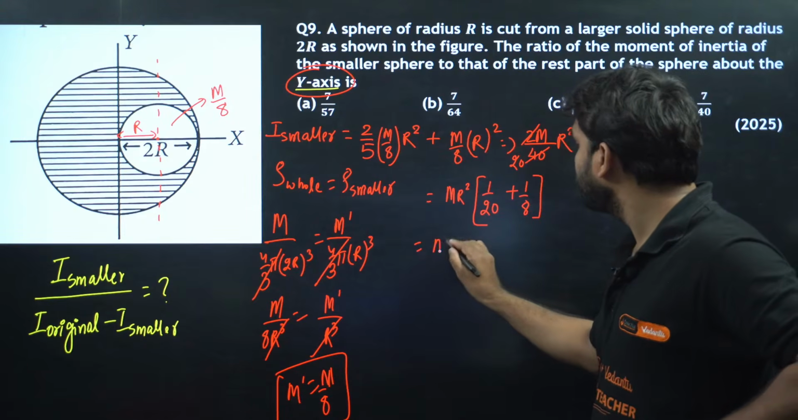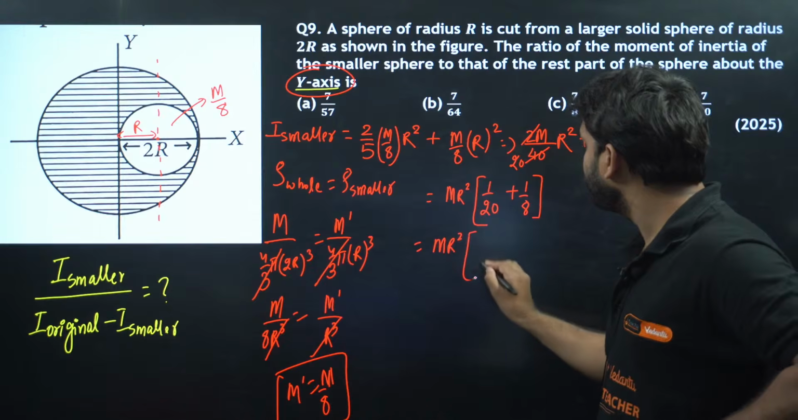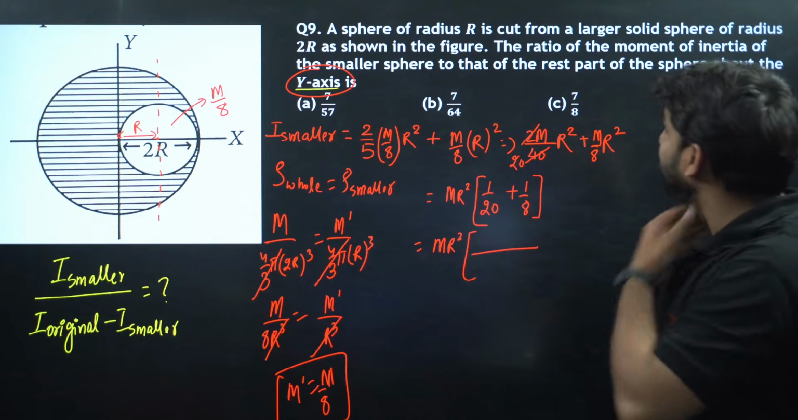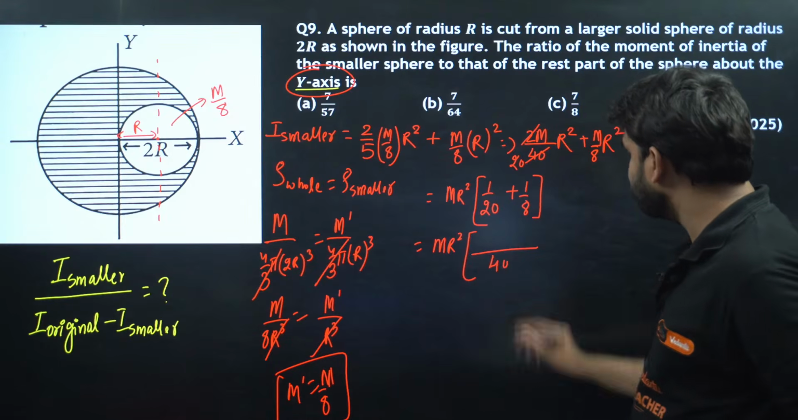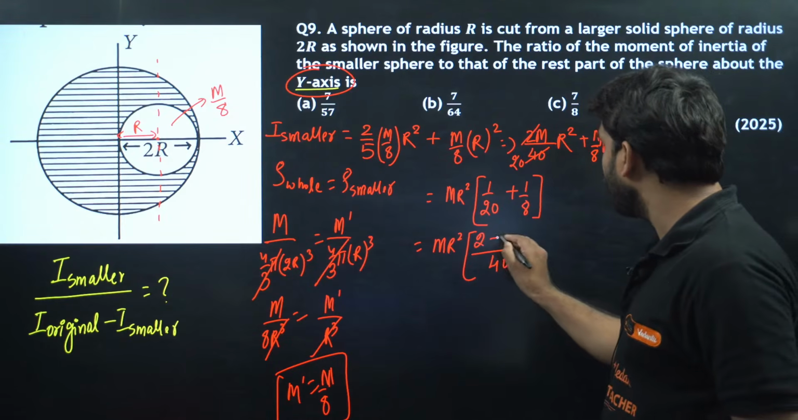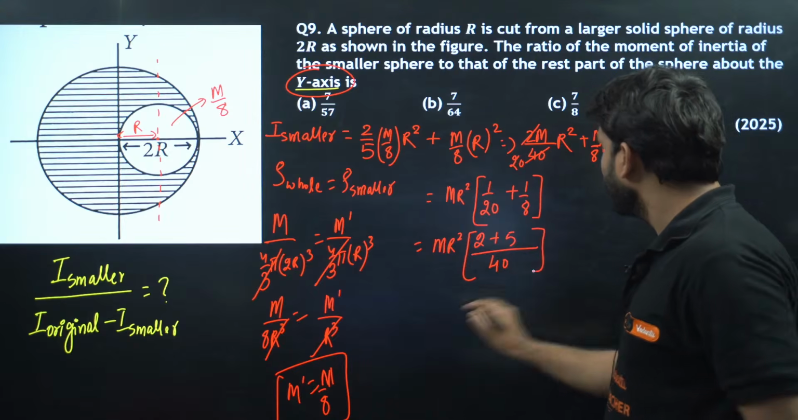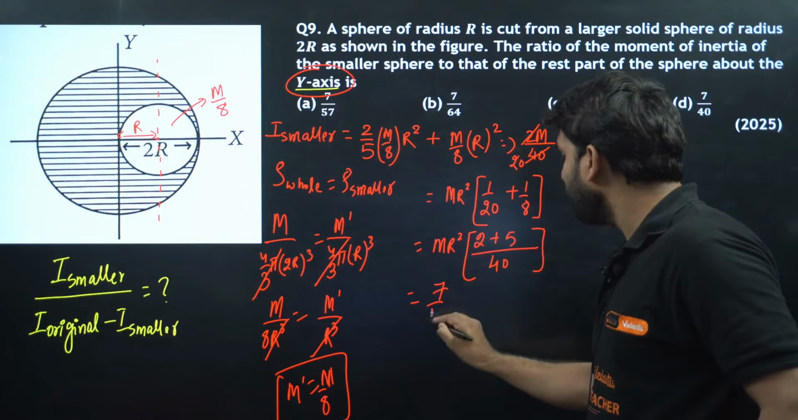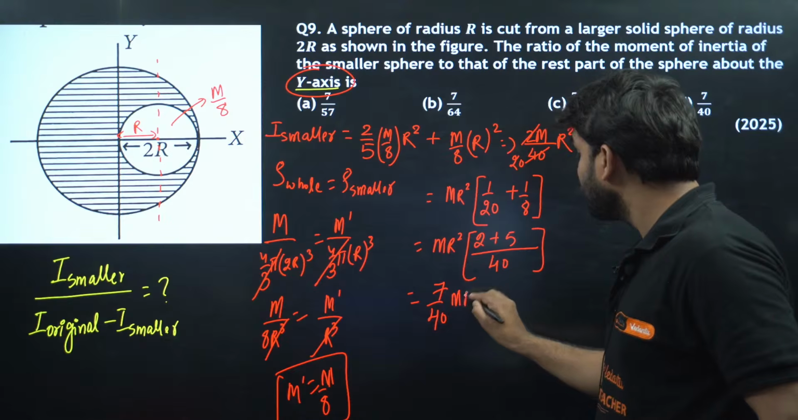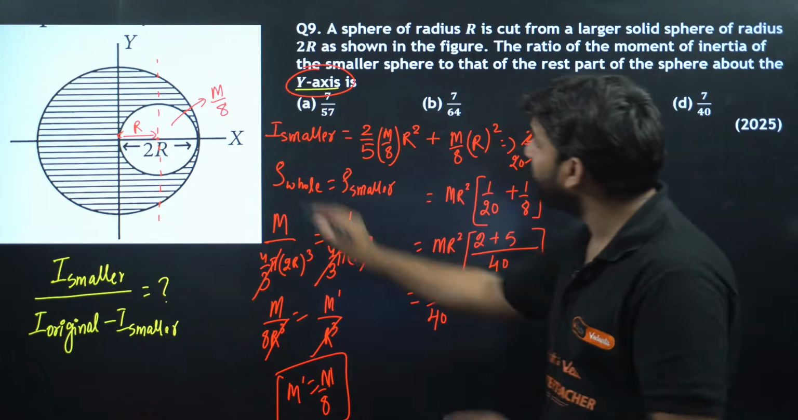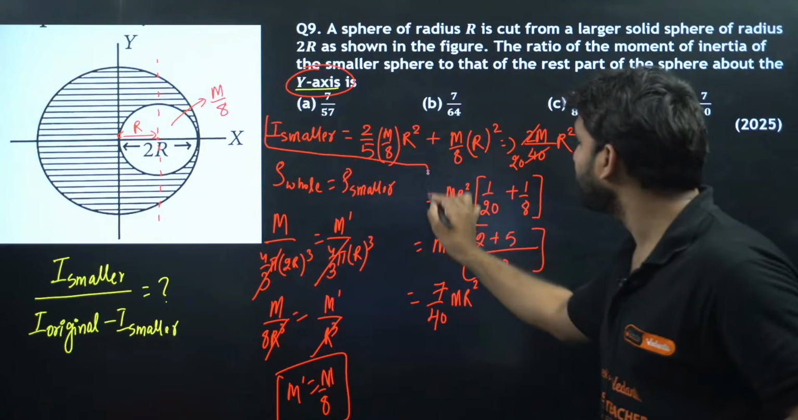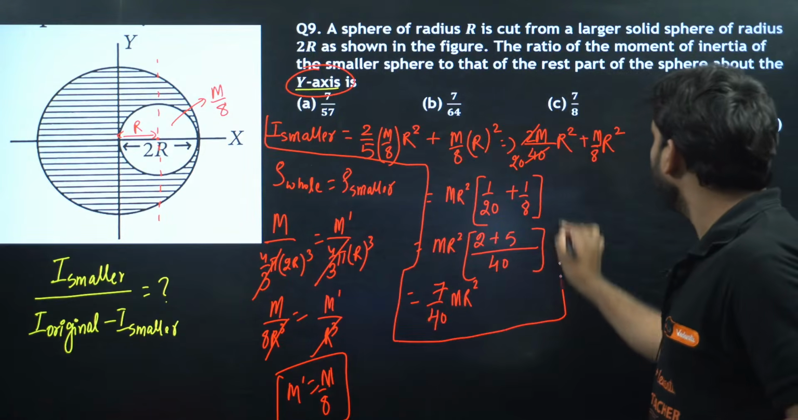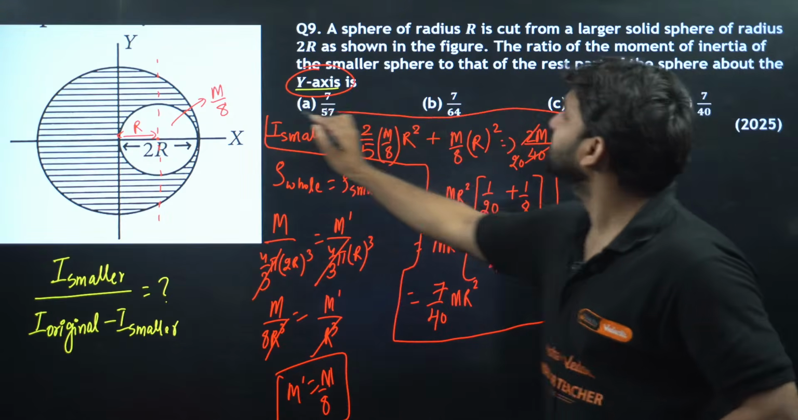So let's take the LCM. So mr square, and taking the LCM of this 20 and 8, I think this will be 40. 40 will be the LCM, right? So 2 2 jar, and this is 8 5 jar. So we are having 7 by 40 mr square. This is the moment of inertia of smaller one. Let me show you by covering this in a box. This is the moment of inertia of a smaller one.